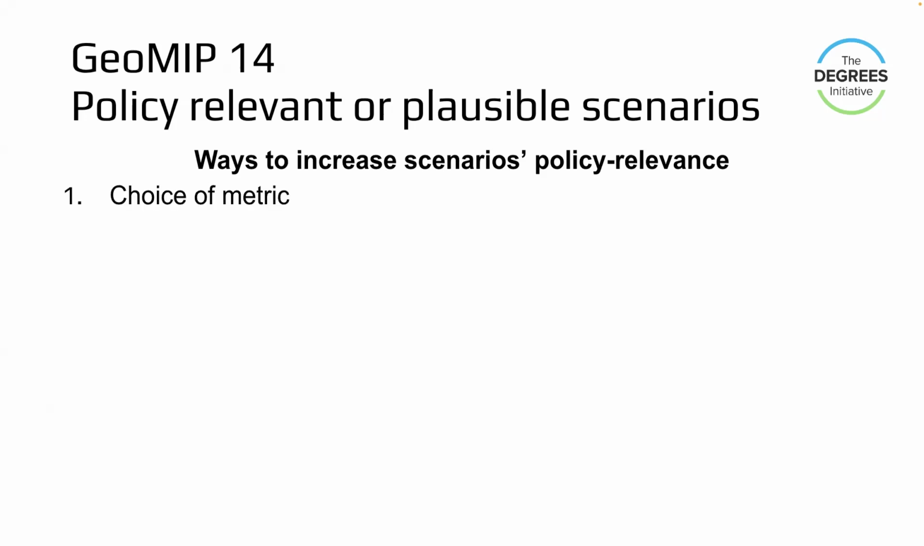The first and most salient, if you will, of what we discussed was the choice of metric. So most, if not all, GeoMIP scenarios, as far as I know, have focused on radiative forcing or temperature, keeping that within some bounds or returning it to the pre-industrial level or whatnot. But would it be more policy relevant, at least in some contexts, to focus on something like soil moisture or precipitation? Soil moisture typically being precipitation minus evapotranspiration.